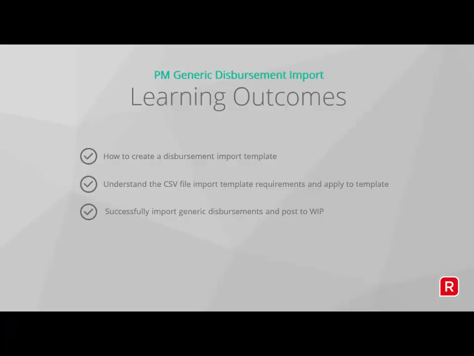So in summary today, we've had a look at the disbursement import process. The learning outcomes is that we've created a disbursement import template. We understand that the CSV file imports based on the template and the mapping that you have in that template. Once the data import-export process is invoked, you'll be able to successfully create a disbursement batch that you can then complete and post to the Work in Progress ledger.